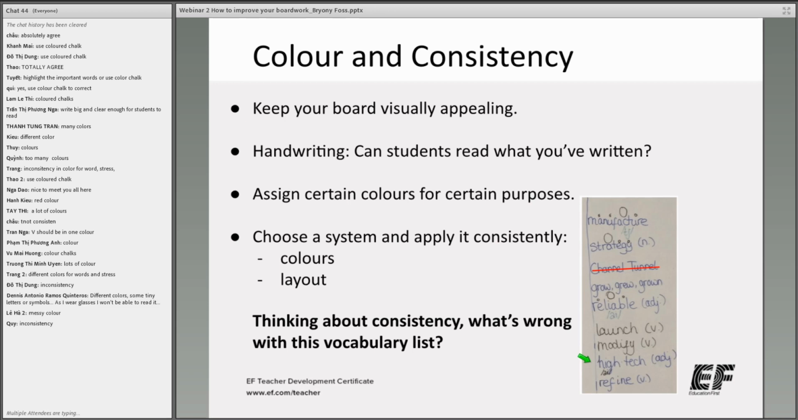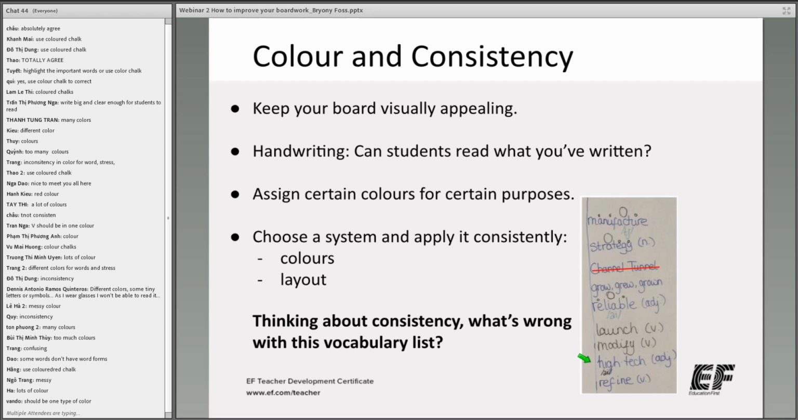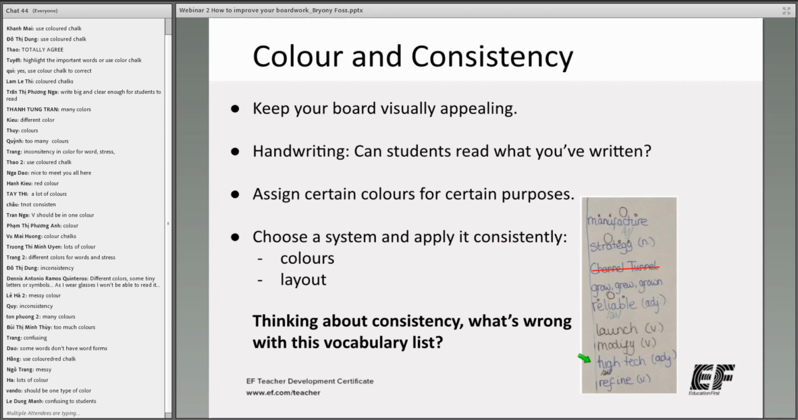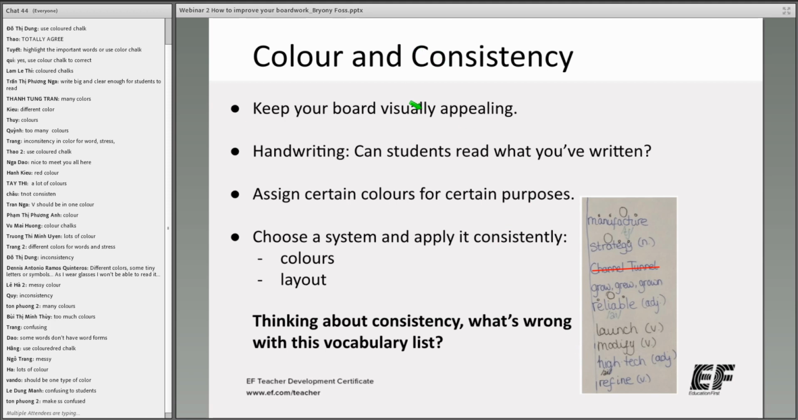How does this look? Write your answer. How do you think this looks? Good. People have said messy. Too many colors. It's confusing. Good. Confusing and messy. Look, too many colors. Exactly. So this is why consistency is very important.